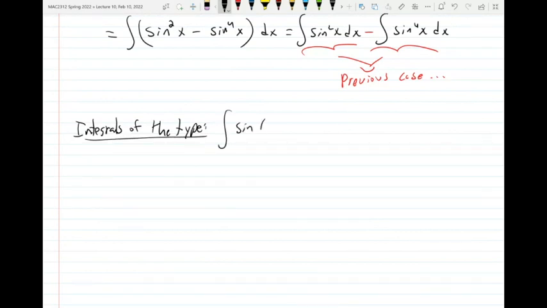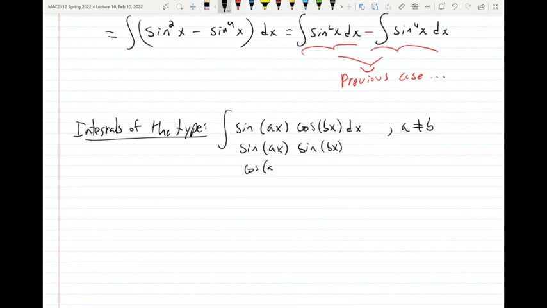So let's say that you want to do sine of ax times cosine of bx. And of course, the idea here is that a is different than b, because if a is equal to b, we have the same angle, and then you just use substitution. And there are other combinations. It's the product of sine and cosine. Then it could also be the product of two sines, and it could also be the product of two cosines.